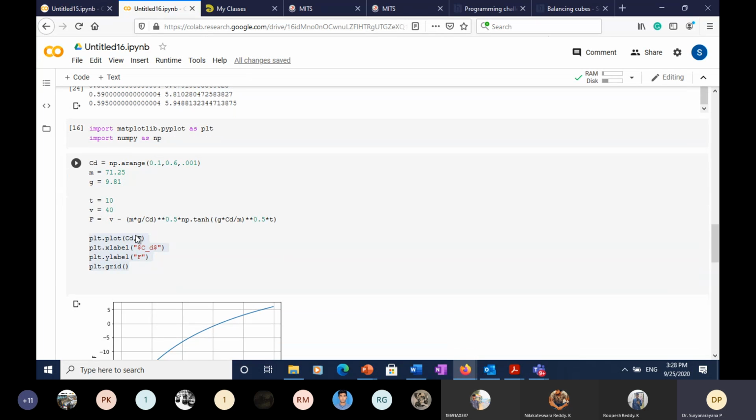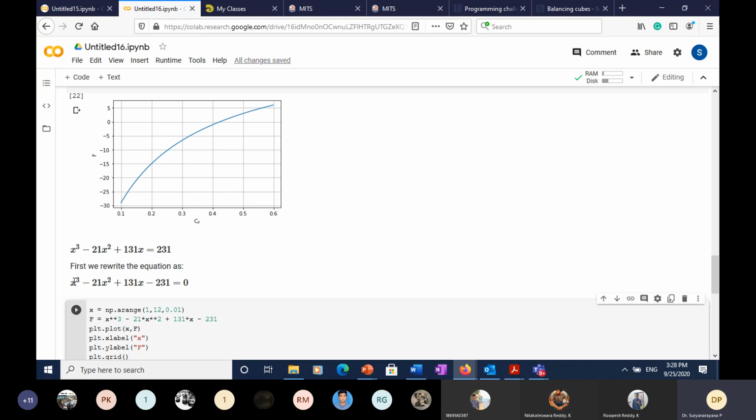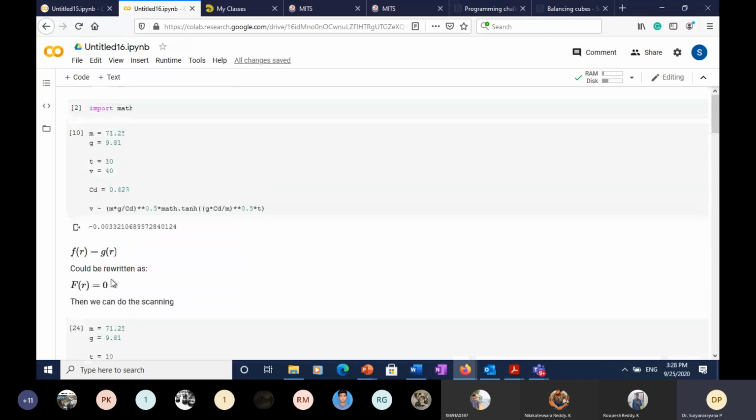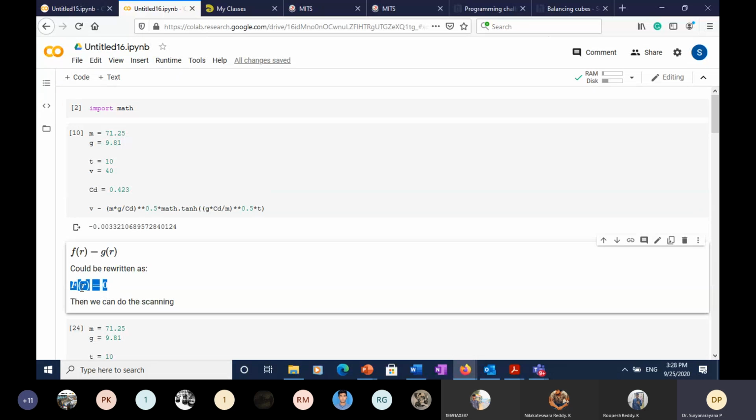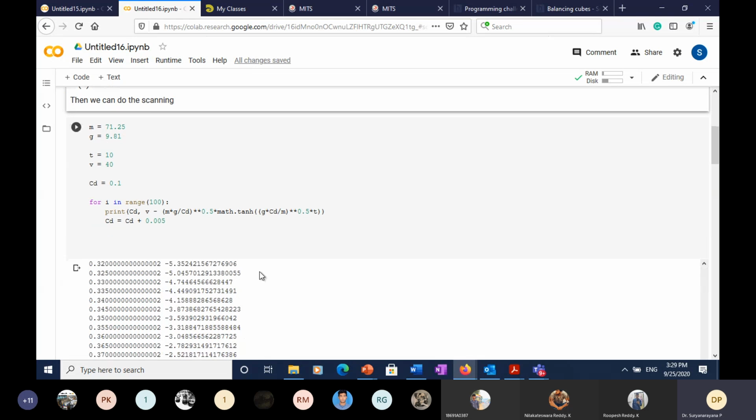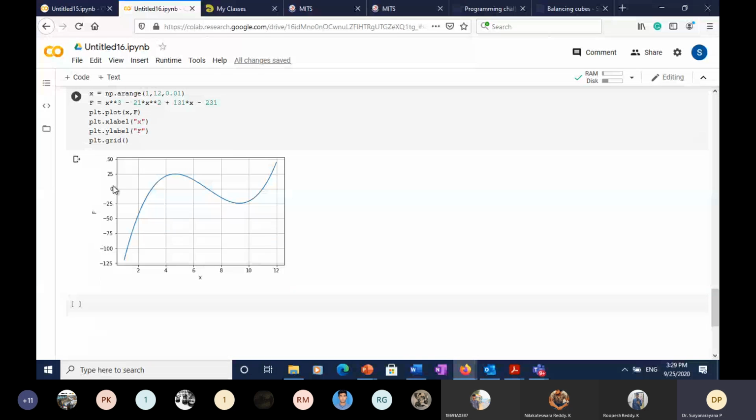Once you rewrite the function as f of x equal to 0, I think I told you here, then if you plot this function, you should see where this curve passes through the x-axis. Wherever it passes through the x-axis, that is the root. Here's the x-axis, because function equals 0. Above that, the function value is positive, below that it's negative. So whenever the curve crosses this axis line, that's when the root is. So it has three roots, 1, 2, and 3.